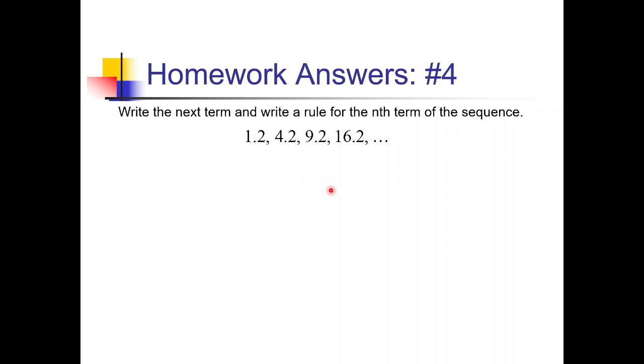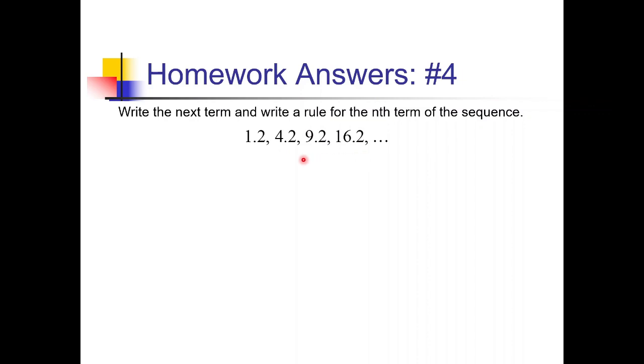For this one, we are trying to figure out the next term and also a rule for the nth term of this sequence. Now this one looks a little bit hairy here with these decimals, but let's just not get intimidated. Let's just work through it. So let me first check to see if we're adding the same number each time. So from 4.2 back to 1.2, that's 3. 9.2 minus 4.2 is 5, so we're not adding the same thing every time.